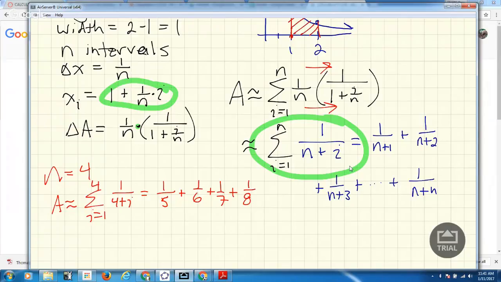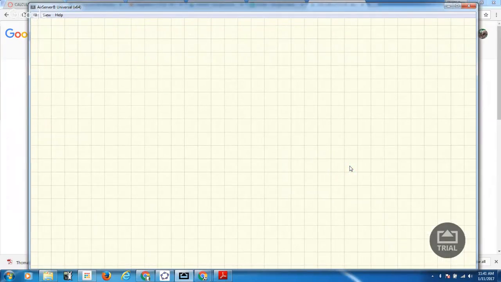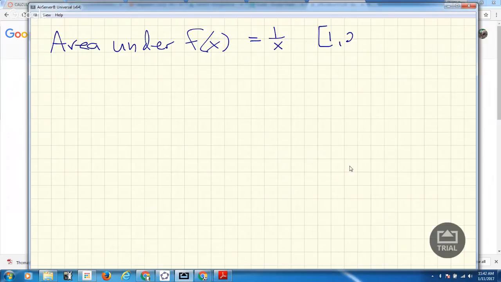So my claim right now is that if I want to find the area under f of x equals 1 over x on the interval from 1 to 2, that's a lot of writing. So in math, we came up with a shortcut for all of that. That would be the integral as x goes from 1 to 2 of 1 over x, with dx at the end. And this right here is called a definite integral.